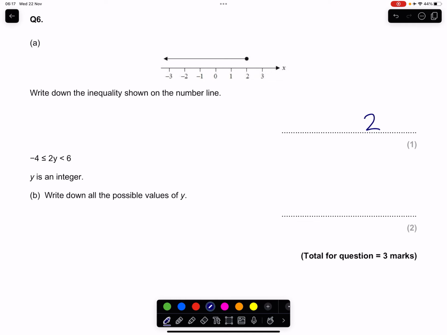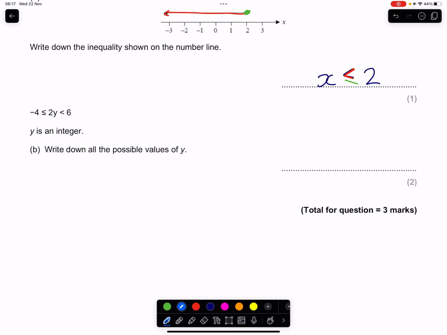The value of x in this case is everything that's to the left of this 2, which means it's everything that's less than this 2. So the arrow part tells us that we are going to be less than 2, and the fact that we have a solid dot tells us that it's going to be less than or equal to.